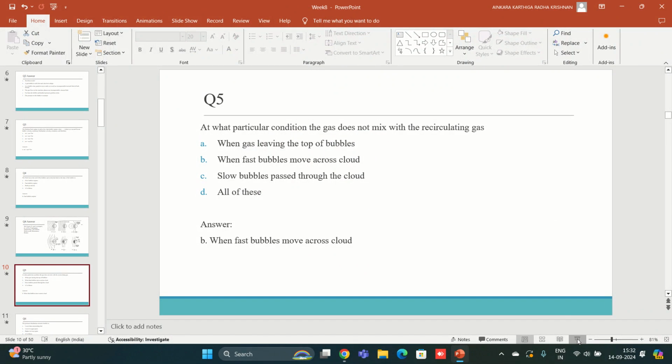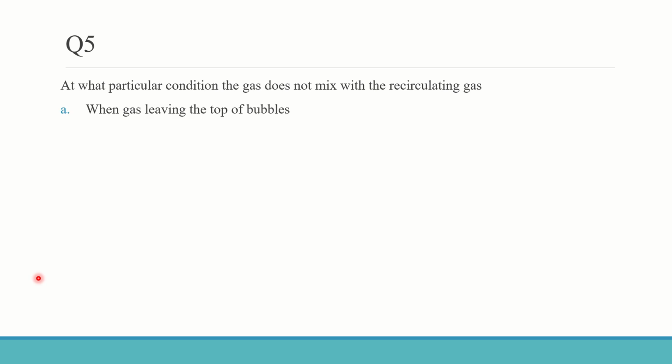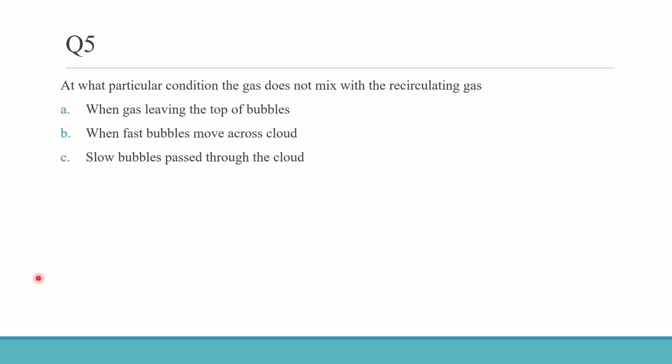Now we'll go to question 5. In question 5, at what particular condition does the gas not mix with the recirculating gas? Option A, when gas leaving the top of the bubbles. Option B, when fast bubbles move across the cloud. Option C, slow bubble moves through the cloud, and option D, all of these.